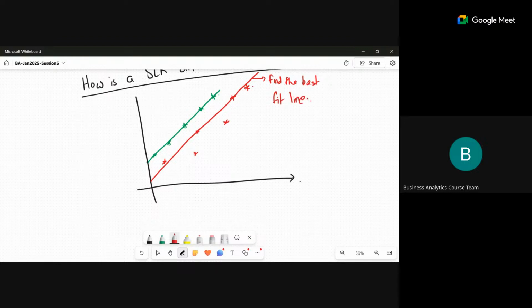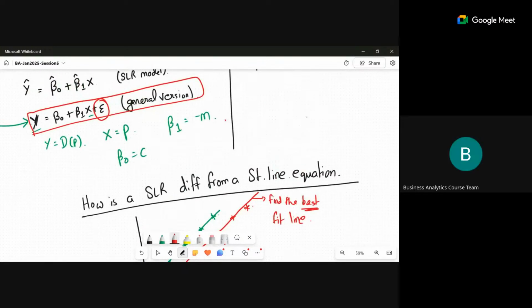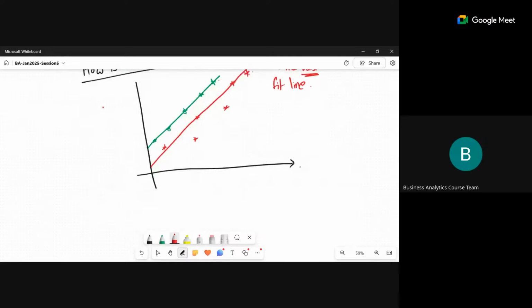Given data, I want to find the best fit line. So how do I find it? What is going to be my primary concern that drives this word best? Reducing the error, exactly. So it is the epsilons that are there. What is an epsilon? The black dot is my predicted point, and the distance between the black dot and the red dot is the error.